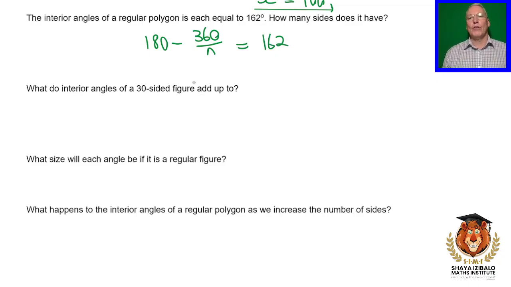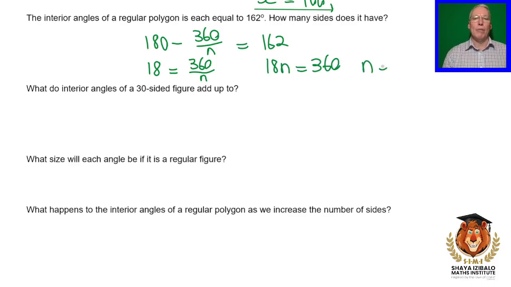Okay, so let's subtract 162 from both sides first. And we actually get 18. And let's add 360 over n to both sides. Now, we've got a fraction here. What can we multiply both sides by to get rid of the fraction? That's right, by n. So 18n is 360. What should we do lastly to get n? Divide both sides by 18 and we get 20. So a 20-sided figure has each angle equal to 162 degrees.